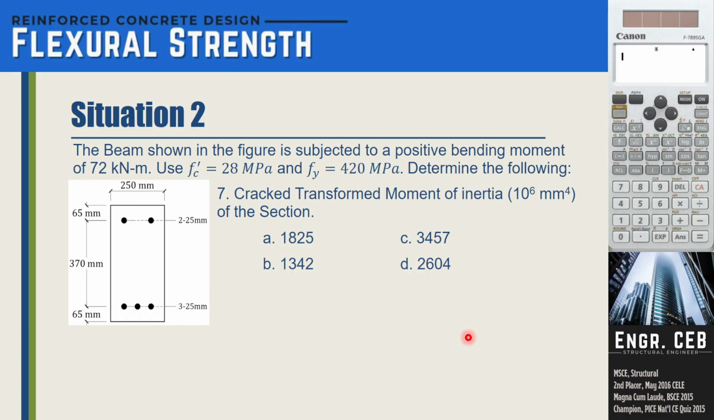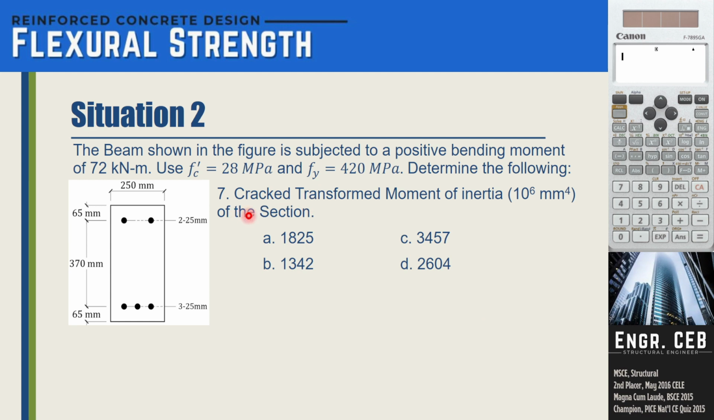So we have a new situation. This time we have steel reinforcements both in the tension and compression side of the concrete. Determine the following: cracked transformed moment of inertia of the section.